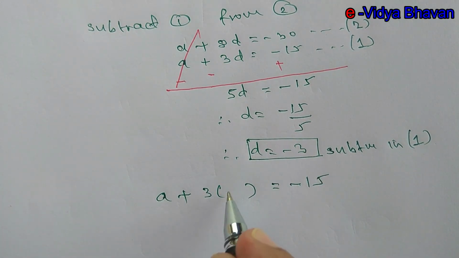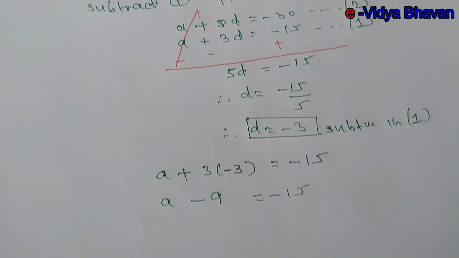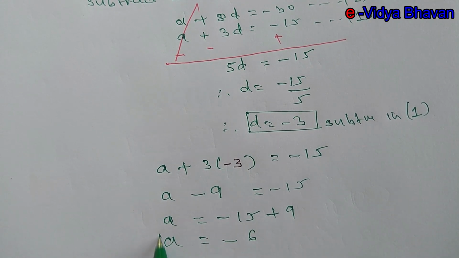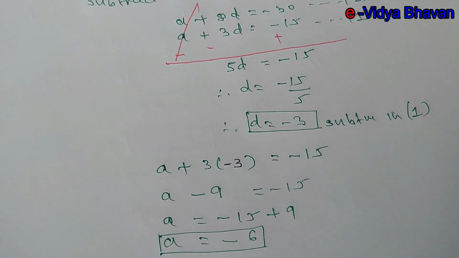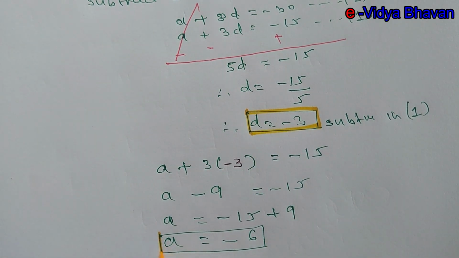Now the d value is minus 3. So we can have minus 9. 3 into minus 3 will give minus 9. Therefore, further we can have a equal to minus 15, minus 9 will go that side, it will become plus 9. Therefore, a will become minus 6. So we got both the values. One, we got the value of d, the common difference. Second, we got the value of a, the first term.